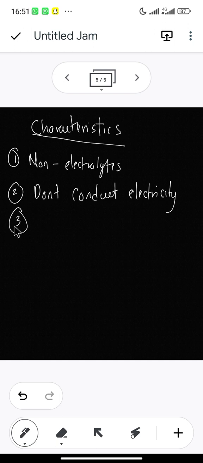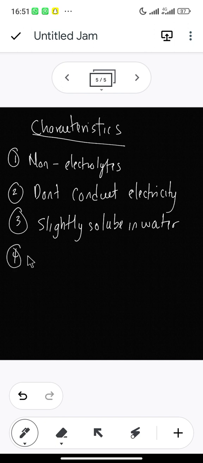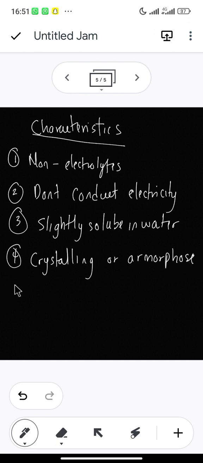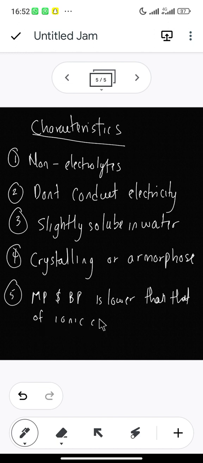Thirdly, they are slightly soluble in water. Fourthly, they can be crystalline or amorphous. Fifth, their melting and boiling points are lower than those of ionic compounds. Their melting point and boiling point are lower than that of ionic compounds. So these are the few characteristics of the dative compounds.